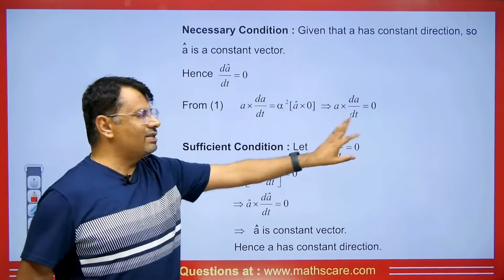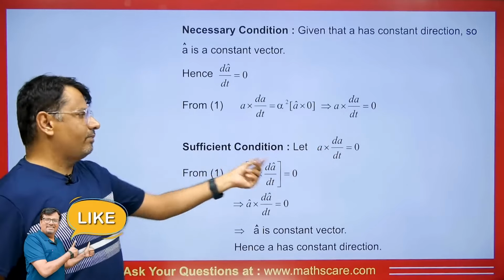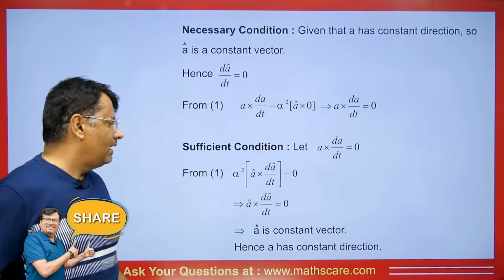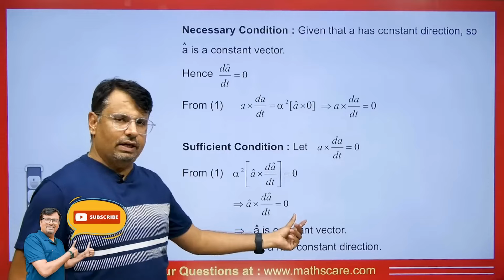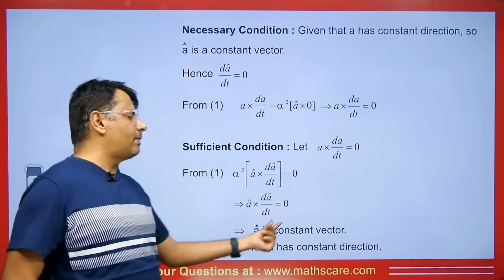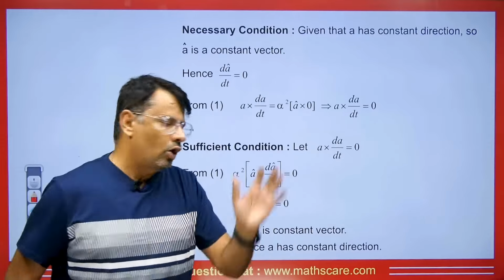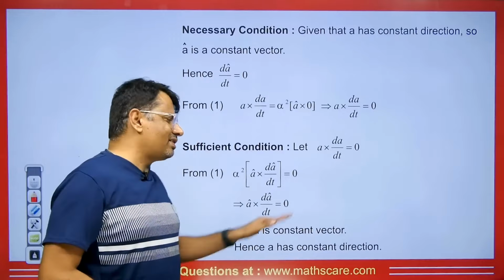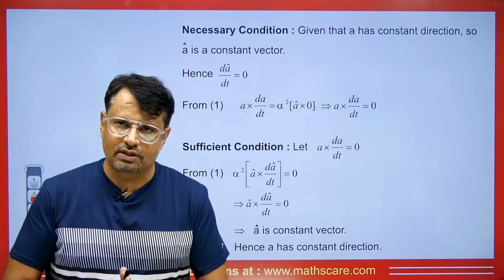A into dA by dt is equal to 0, right? We'll put alpha A cap instead of A here, and since we put alpha A cap here, we will get this. Its value will be 0 here, and when we integrate it, then what will A cap be? Students, it will be the constant vector. And if this is a constant vector, it means that it will move in constant direction, right? In this way, we can easily prove this here.